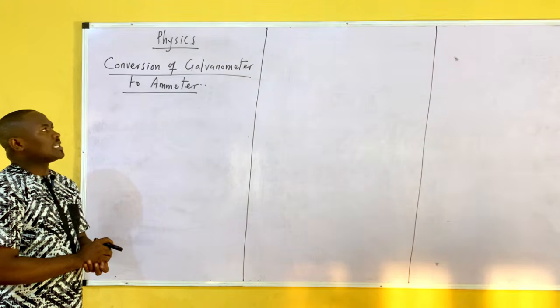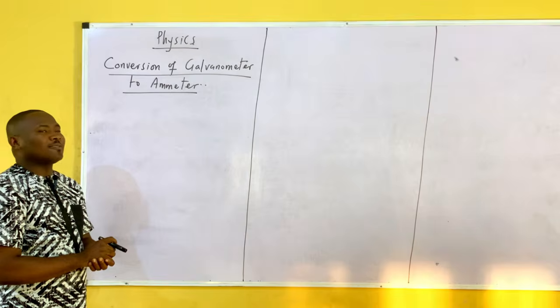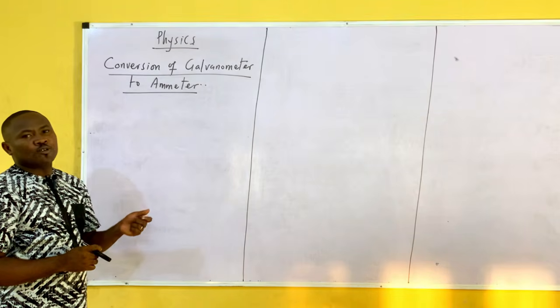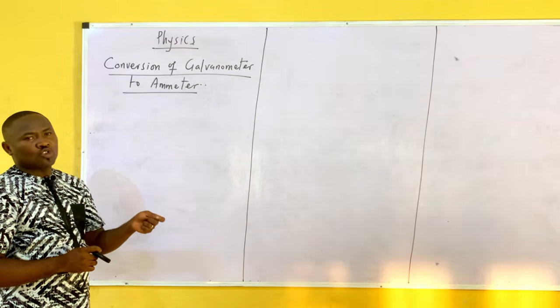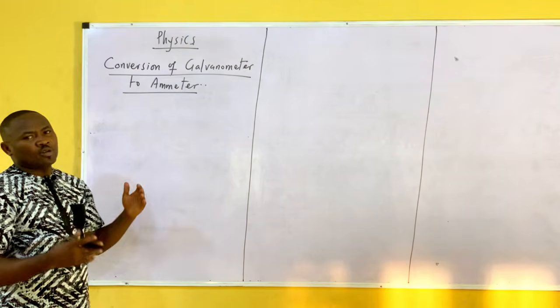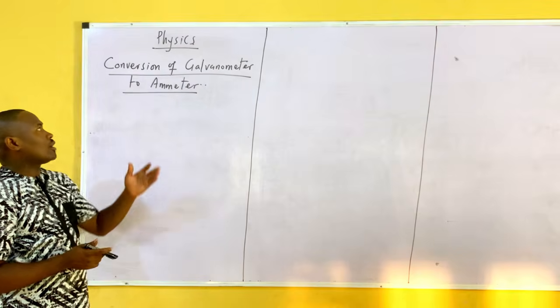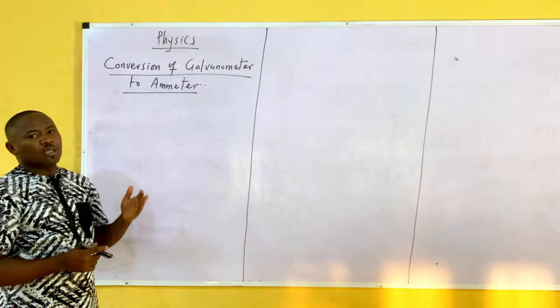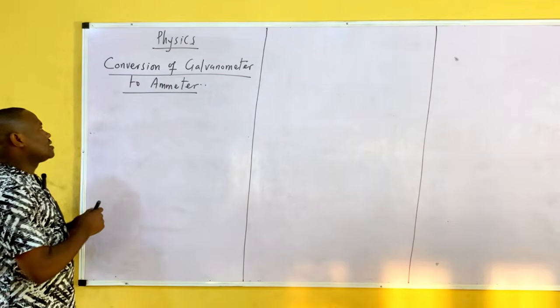First of all, what is a galvanometer? A galvanometer is a device that is used for detecting small current. This is for measuring small current. But an ammeter can measure a larger current. So now we are converting a galvanometer to an ammeter. How does this work?